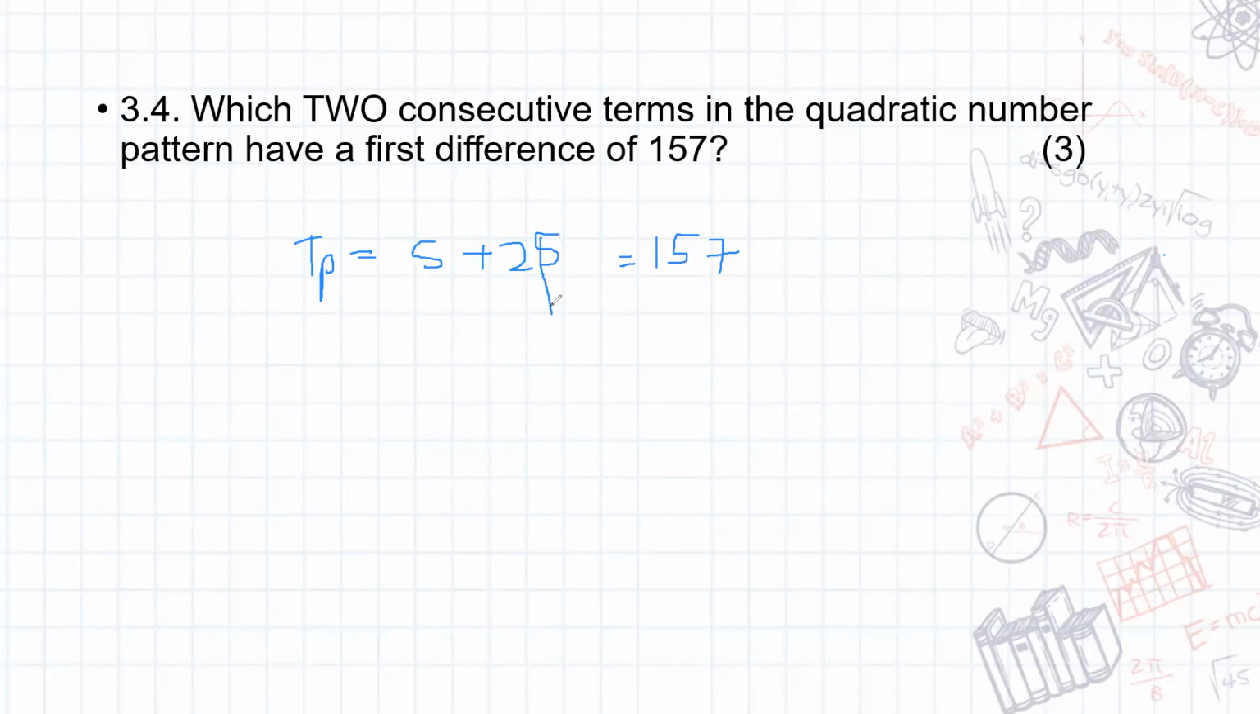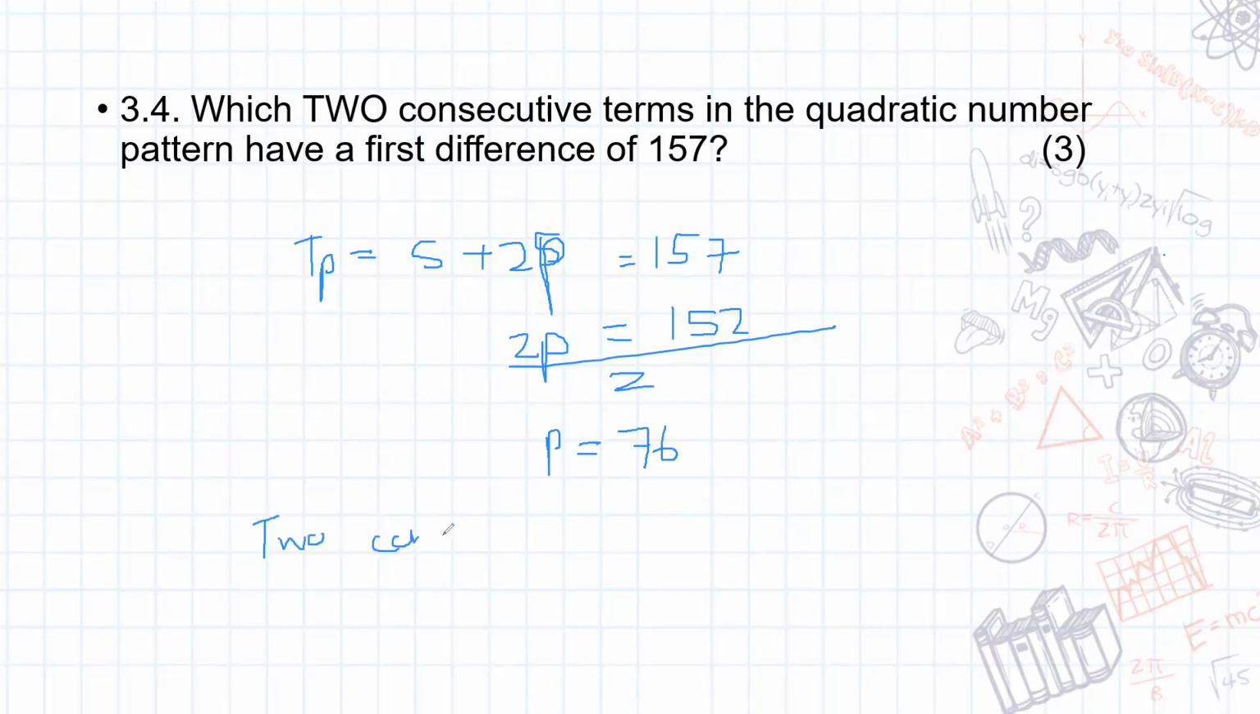for p. Whoopsie, I wrote that very badly. That's a p. So we're going to take 5 to the other side, and that leaves us with 2p is equal to 152. We divide both sides by 2, and so p is equal to 76. So that means that the two consecutive terms would be n is equal to 76 and n is equal to 77.